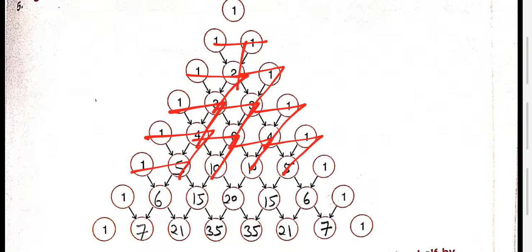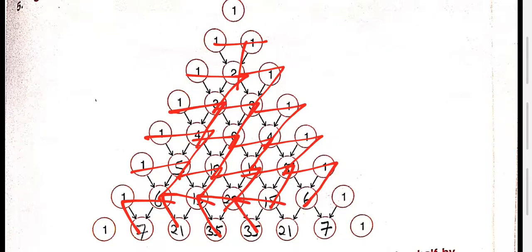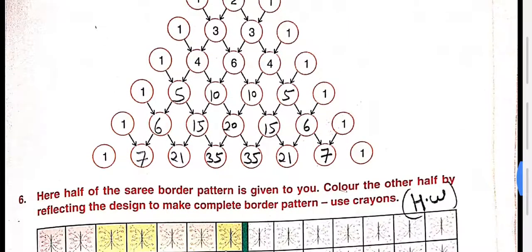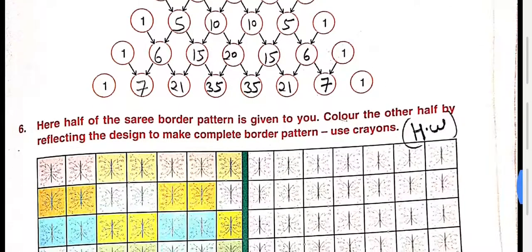Now add 5 and 1, it becomes 6. 5 and 10 become 15, 10 and 10 become 20, then 10 and 5 become 15, and 5 and 1 become 6. Now add 6 and 1 to become 7, 15 and 6 become 21, 20 and 15 become 35, 15 and 20 become 35, 15 and 6 become 21, 6 and 1 become 7. So in this way you have to write these values by adding the two numbers above continuously. 4 and 1, 5; 10 and 5, 15; 6 and 15, 21. Like that you have to add.